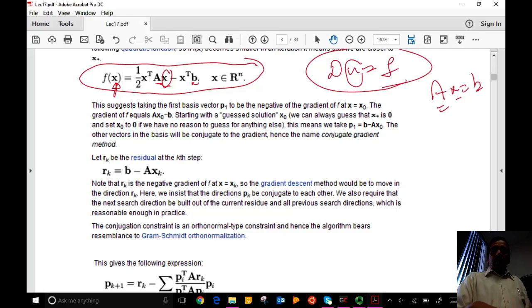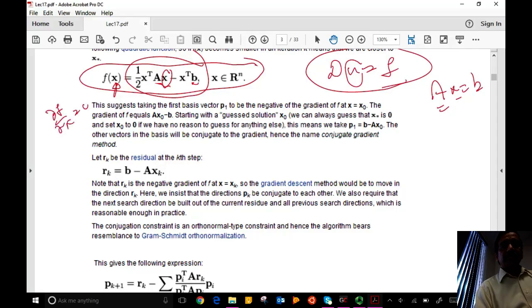Now, why is minimizing this the same as AX equal to B? Can you see it visually from that? What does minimizing that function mean? Setting df dx equal to 0, right? So when you take the derivative of the first term, what do you get?